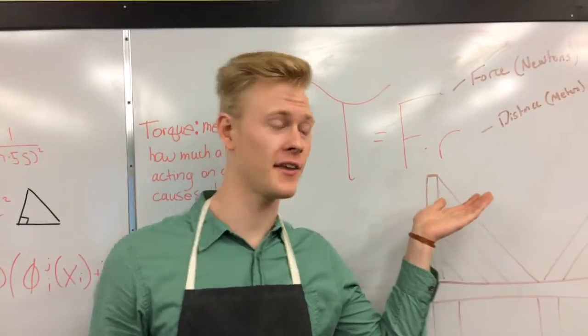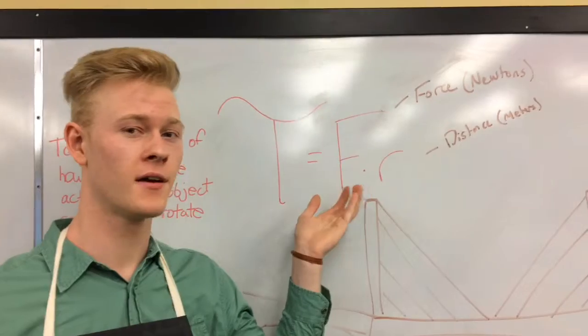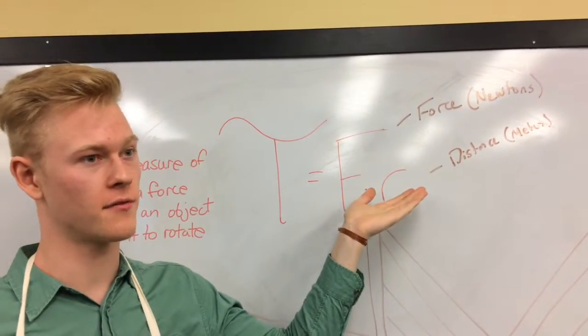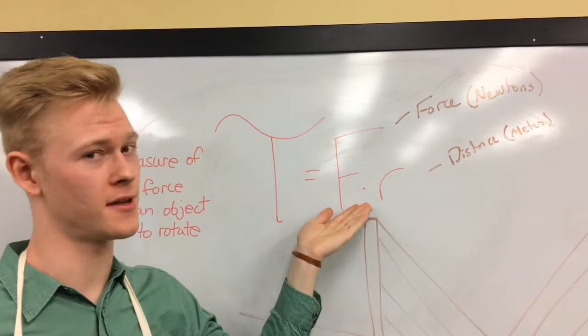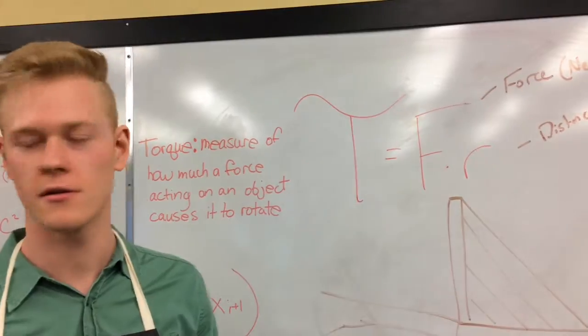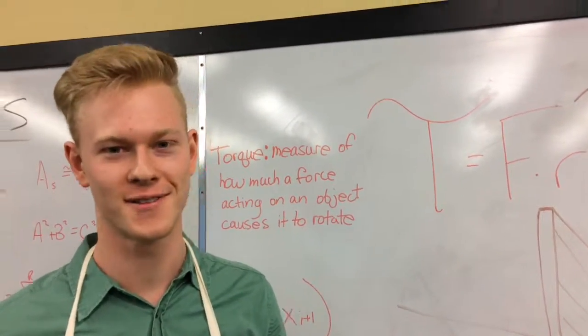Torque can be calculated by using this simple equation here. You simply need to find the force times the radius of the lever arm. Then you multiply them by each other to get torque in Newton meters. Newton meters? One of those.